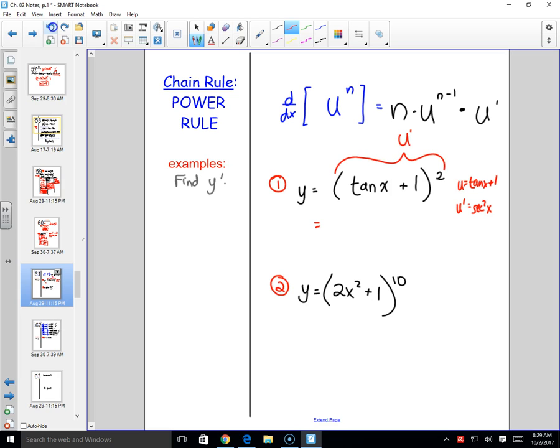This whole thing is u squared. It's 2u times u prime. Right? That makes so much more sense. Doesn't that help? As long as we get the idea of chain rule, maybe we can make some of these easier one outer, one inner ones faster.